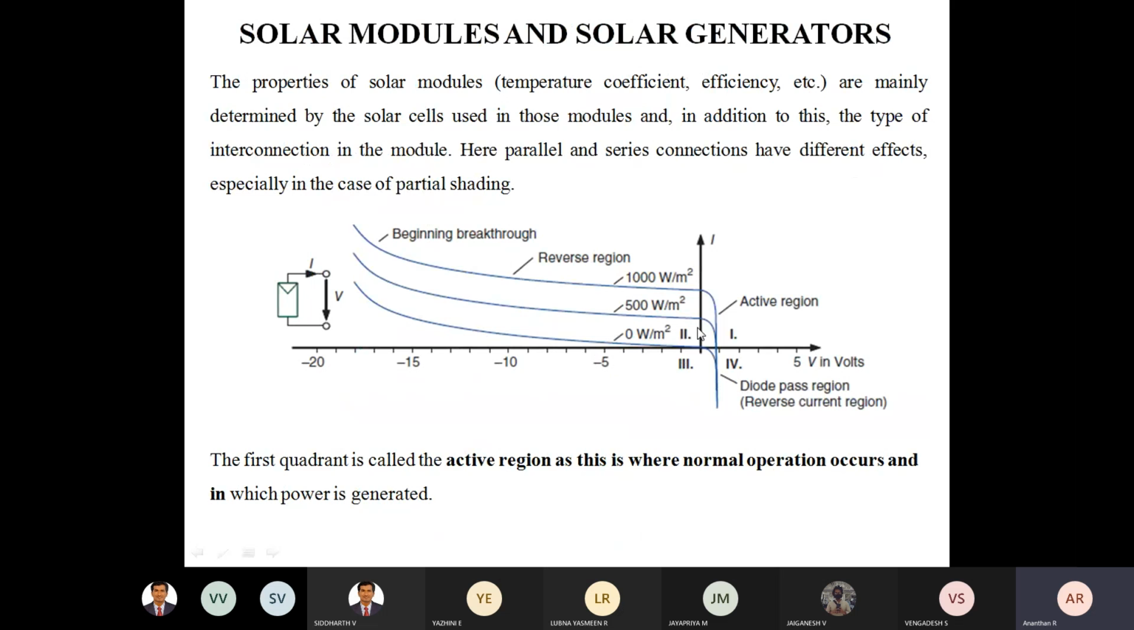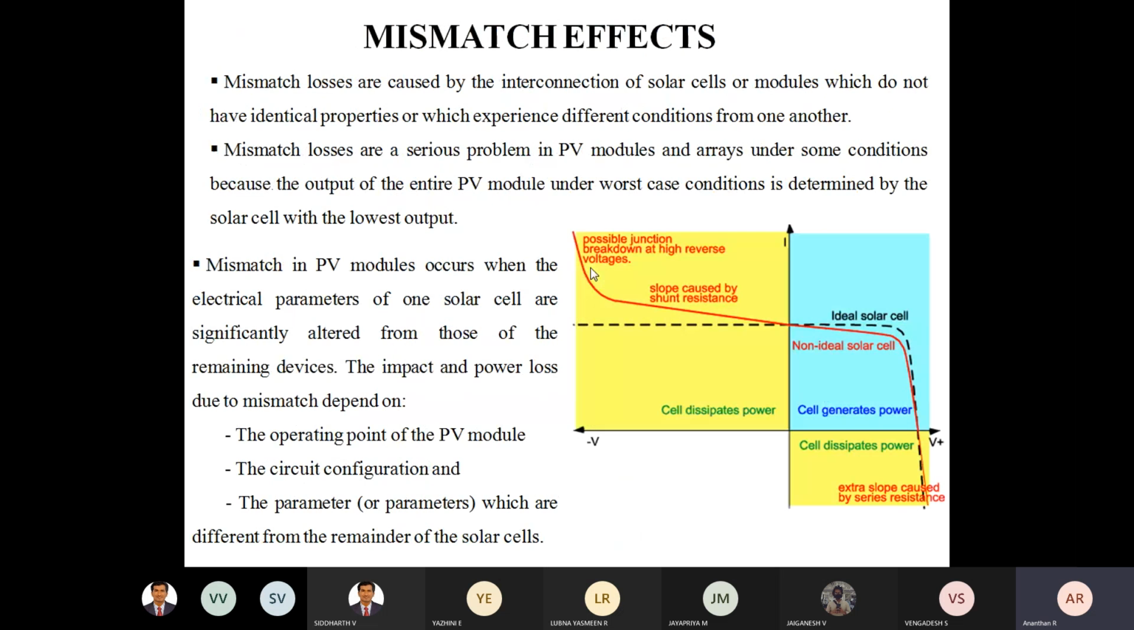Under different irradiance, this can be calculated from the active region. That is the first quadrant of any IV curve. The second quadrant indicates your reverse region, where the dark current can be seen here. Similarly, we can define these things.